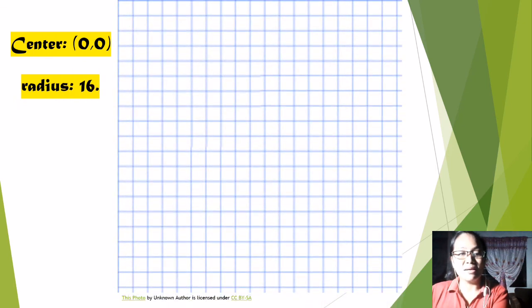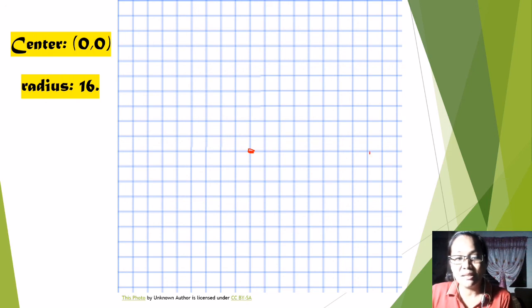So this is our Cartesian plane. Let's say our center, or the point of origin, is this one. So, ang radius natin is going to the left, right, up, and down 16 times. So, since ang graphing paper natin ay maliit, every step will count as 2. So, 2, 4, 6, 8, 10, 12, 14, 16.